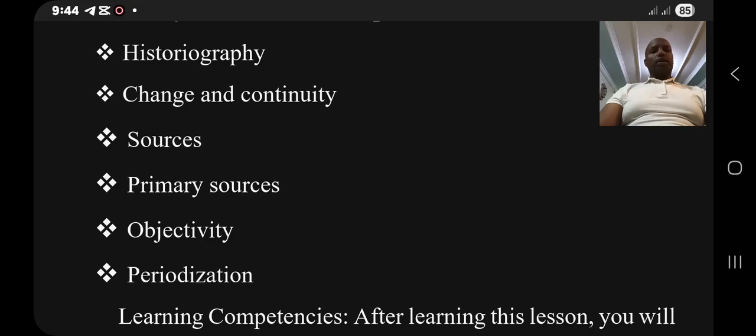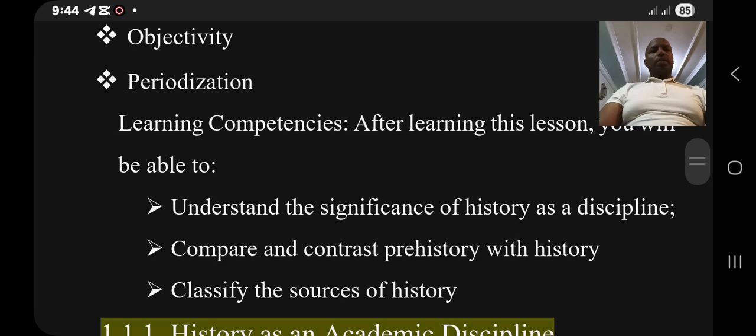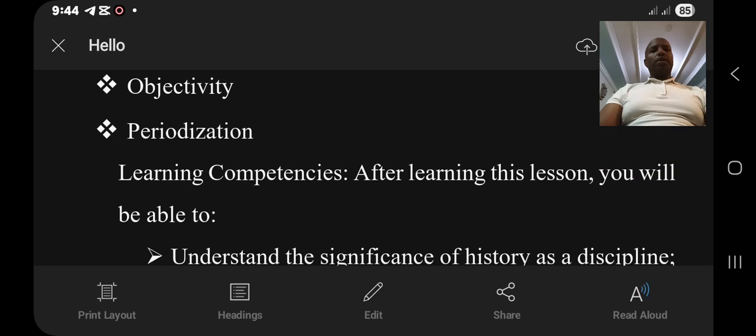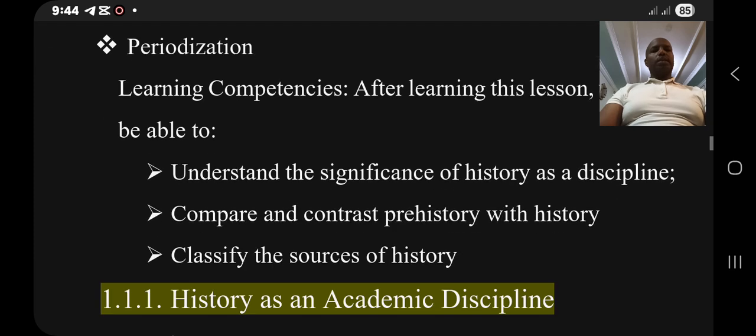each topic. After learning this subtopic, students will be able to understand the significance of history as a discipline. The second objective is to compare and contrast prehistory with history. The third objective is to classify the sources of history.